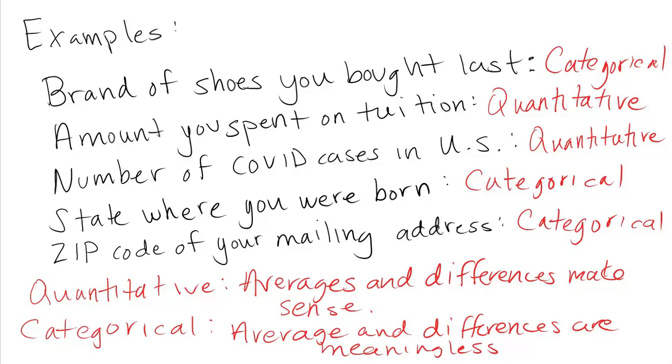But with categorical, you either can't do it, like you can't find the average shoe bought, that doesn't make any sense. Or even if your data consists of numbers, those numbers aren't quantities, and so the differences and averages don't mean anything, like zip code, or like telephone number. You can't find the average telephone number, social security number. Those averages and differences would be meaningless, so those are categorical.